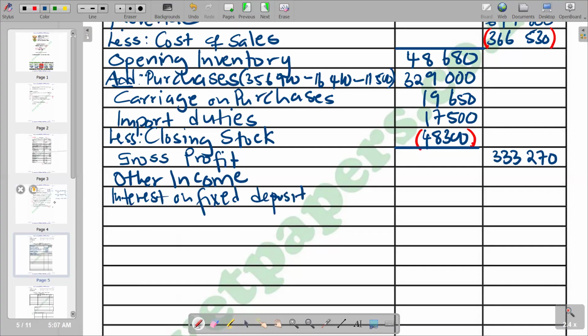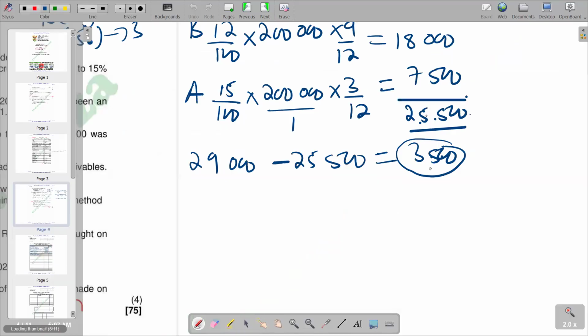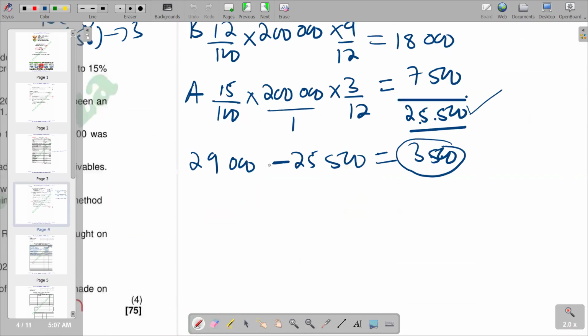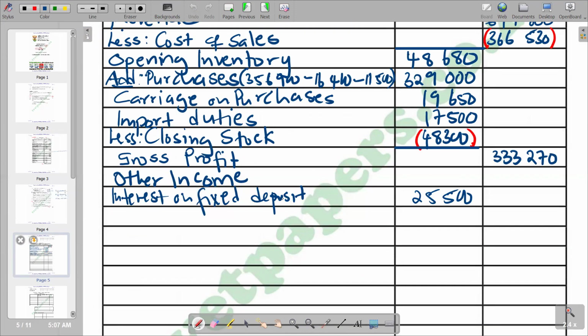So for you not to confuse yourself, you can just start by entering the actual amount that is supposed to be for the period, which is 25,500. Then you put it in the column. And the workings that we are going to do are supposed to lead you back to the actual figure. So we are saying 29,000 minus 3,500. So basically, this is what we get.